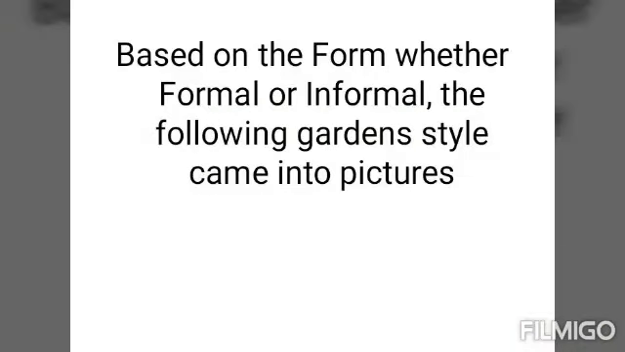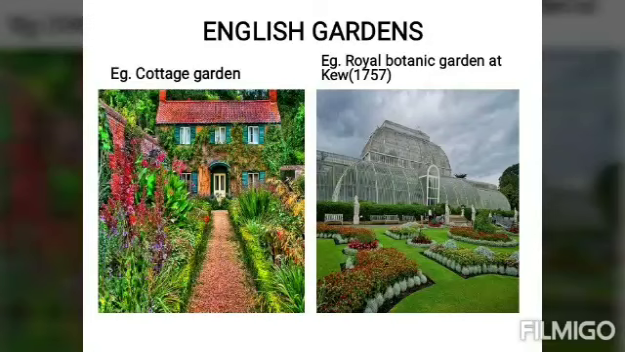Now, based on the form, whether formal or informal, the following garden styles came into picture. Firstly, we'll discuss the English garden. In English garden, it is the most beautiful type of gardening among the European gardens, and it is mainly practiced in England, okay, in the country England, and it has a typical grassland climate.